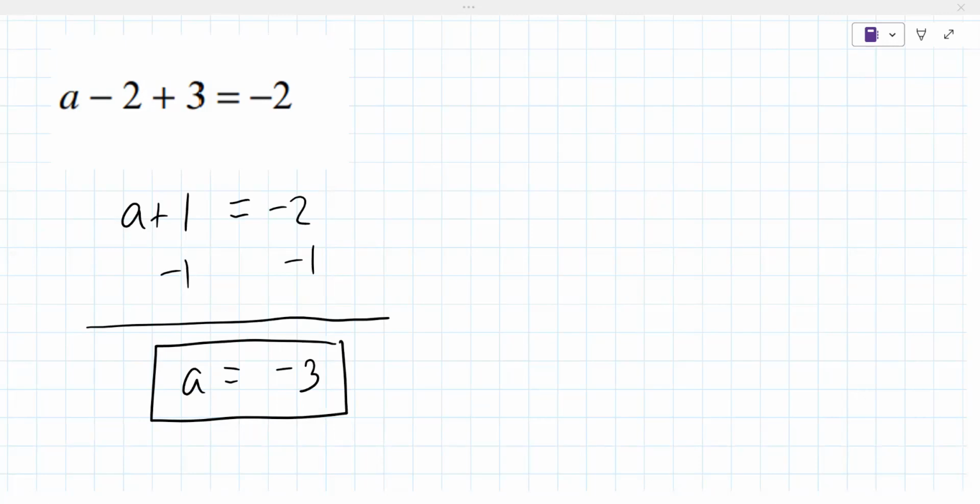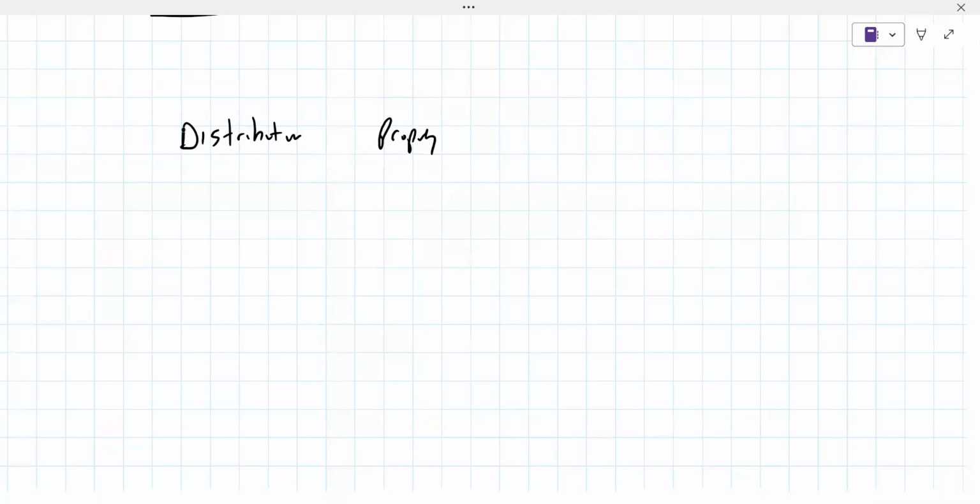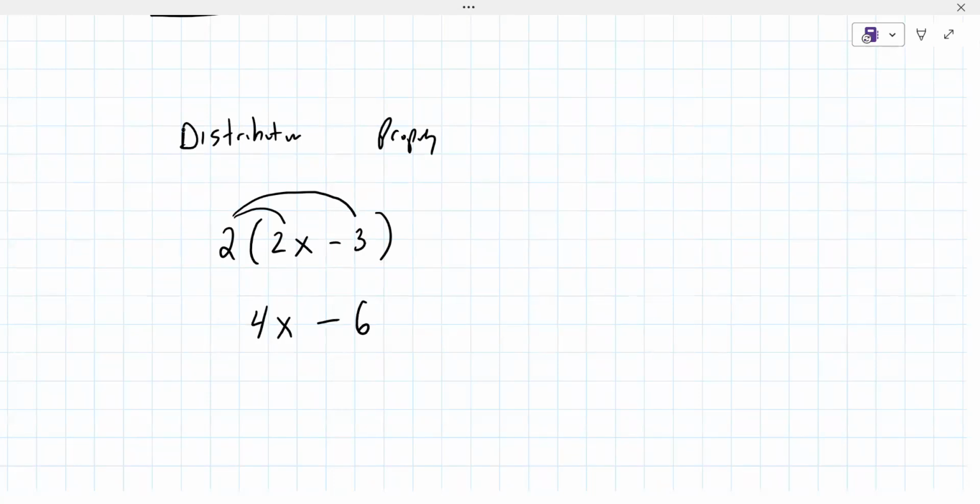Okay. So to proceed, we have to next talk about what's called the distributive property, which we've already talked about, but I will put up some examples here. So the distributive property is something like this: 2 times 2x minus 3. This 2 multiplies the 2x and it multiplies the minus 3. This becomes 4x minus 6. Does that look familiar to you? Yeah, I remember we did that a while ago. Yes, and so that applies here.